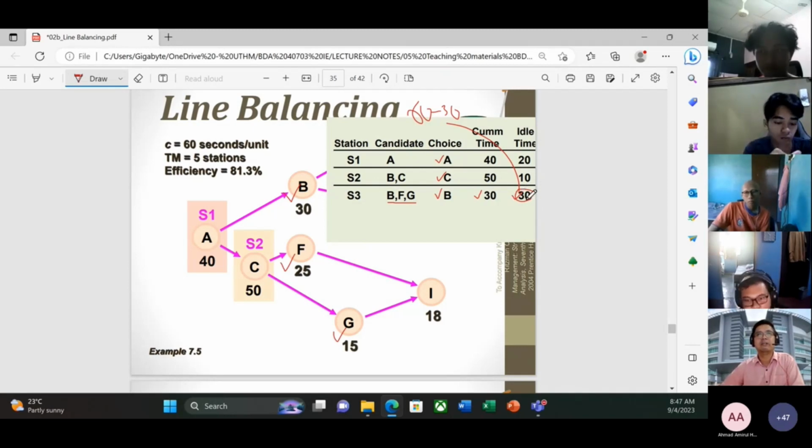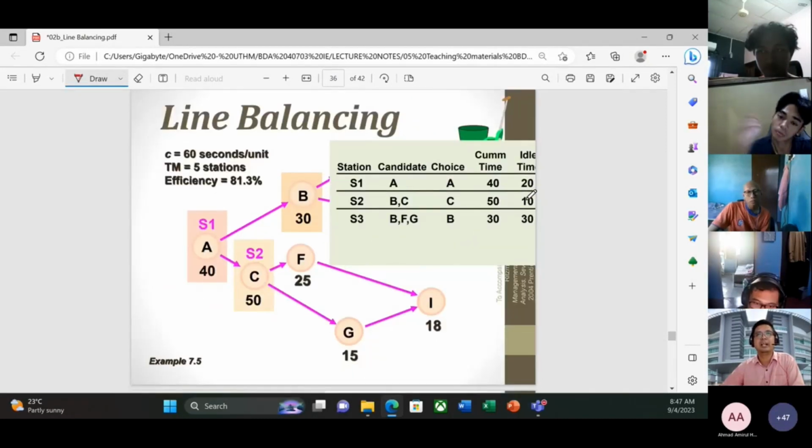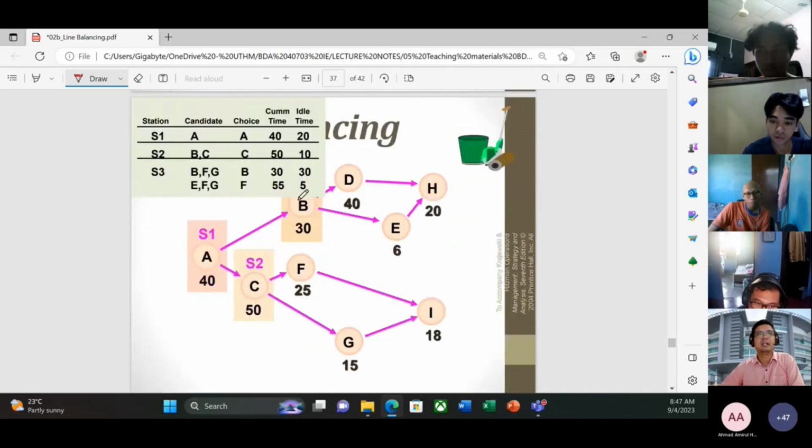Okay, look at the next step. We also have E, F, G left. A clear, C clear, B also clear. So E, F, G. E is 6, and F and G. Among E, F, and G, which one has the highest number? 25, F. So put F here. How do we calculate the cumulative time? 30 plus F, 25, so we get 55 cumulative.